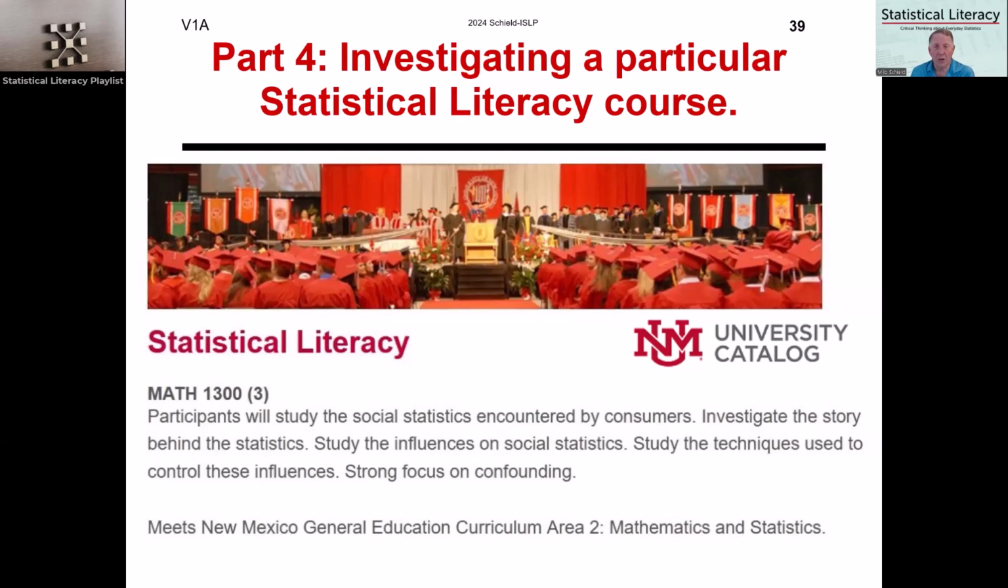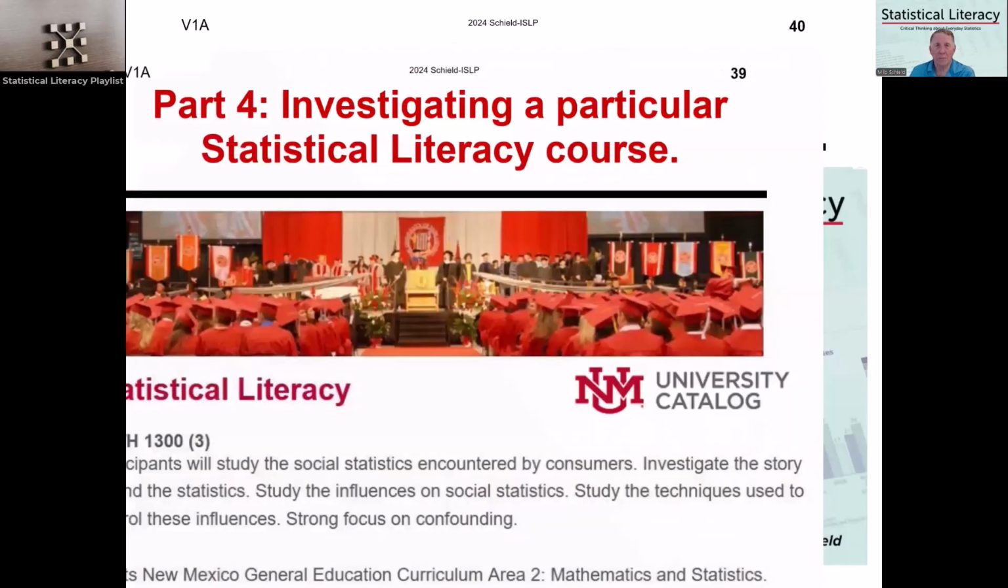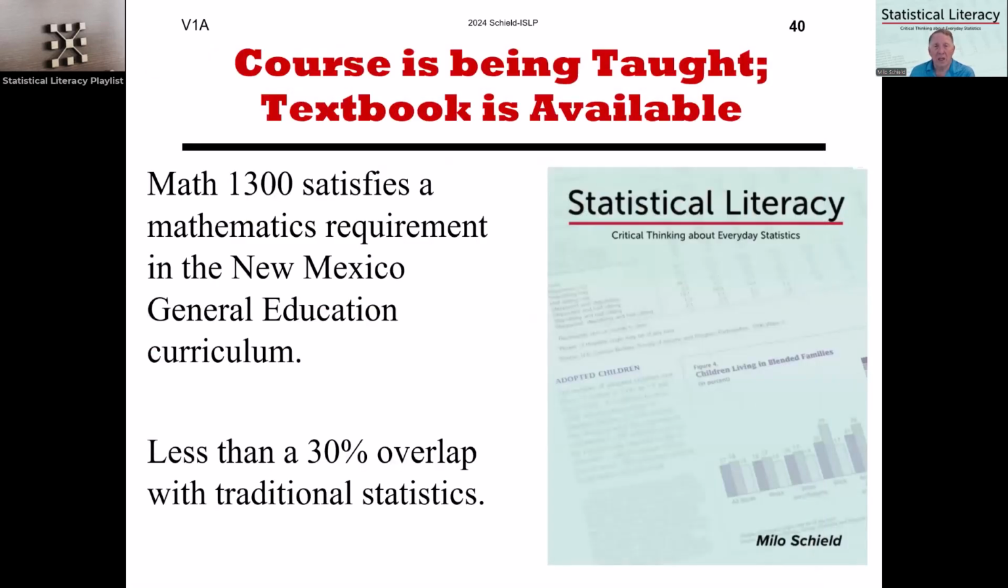This is Math 1300 at the University of New Mexico. It meets a math requirement in the New Mexico general education curriculum. It has been taught for the last, this is the third year now, to over 200 students a year. And the textbook, Statistical Literacy, Critical Thinking About Everyday Statistics, was published by Kendall Hunt last year. This course has less than a 30% overlap with traditional statistics.